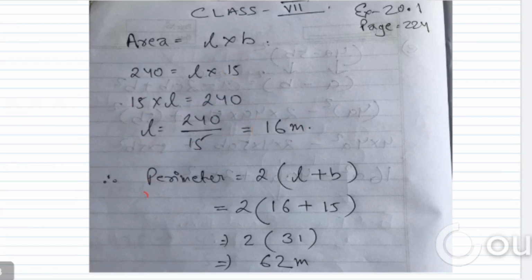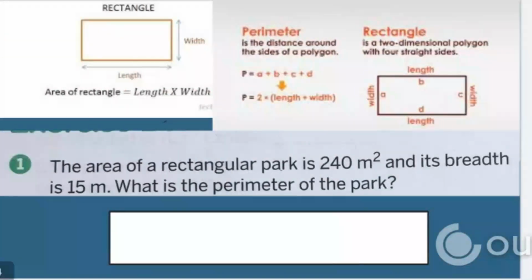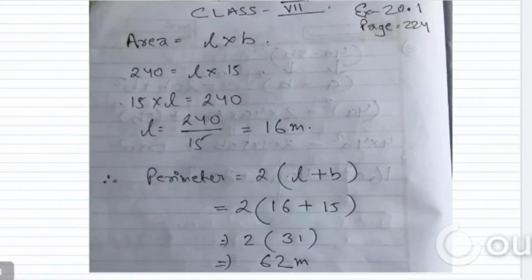Now you have to find the perimeter. The perimeter means I have to add the length and the breadth and multiply it with 2, that is, 2 times length plus breadth. My length is 16, breadth is 15. 16 plus 15 is 31, and if I multiply 31 with 2, I get 62 meters. This is my perimeter. That means if I add all four sides of this rectangular park, I get the answer as 62 meters. This is about the area and perimeter.